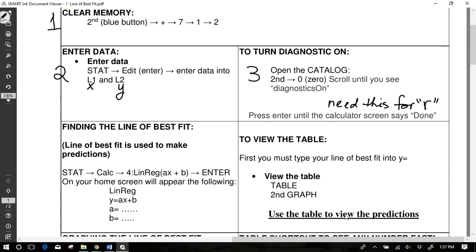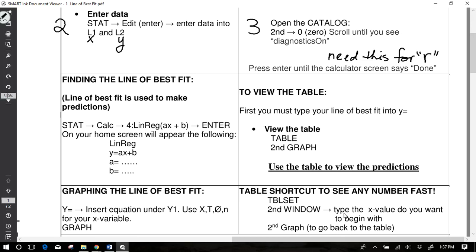After you've got all that done, then you can find your line of best fit. We should remember still from last semester is stat, calc, enter. Now, in order to get to the calc, you have to actually arrow over to the word calc. And then after that, if you want, you could scroll down and hit enter on number 4, or you could just type the number 4, either one. And then you press enter until you get all of your information.